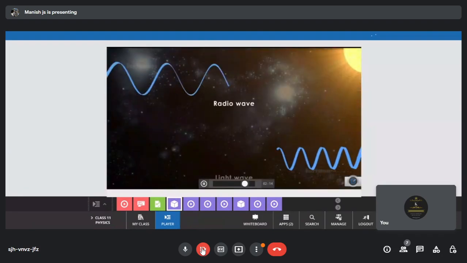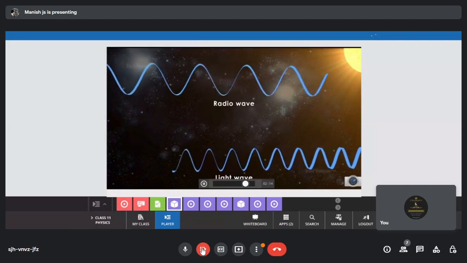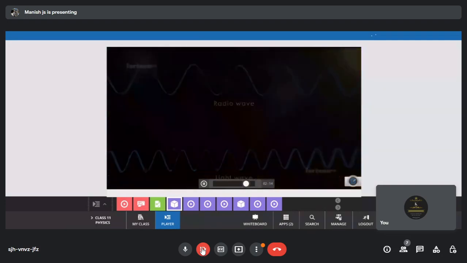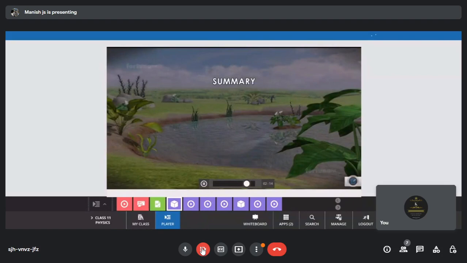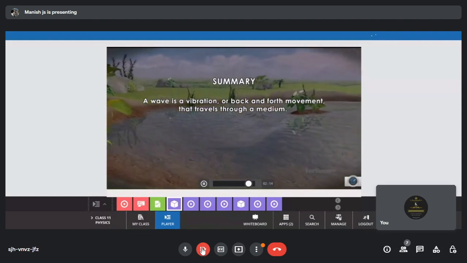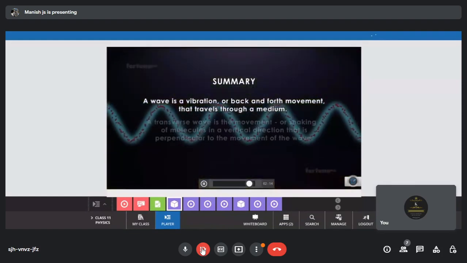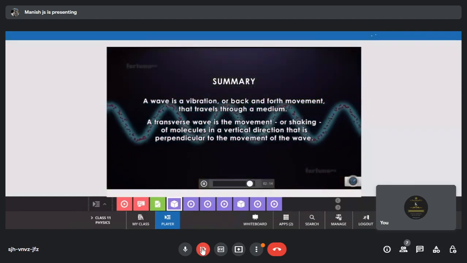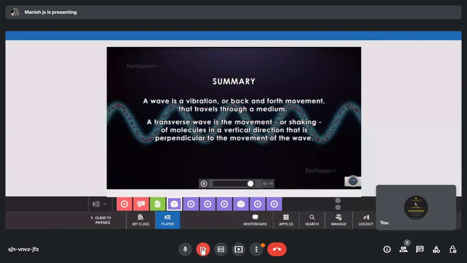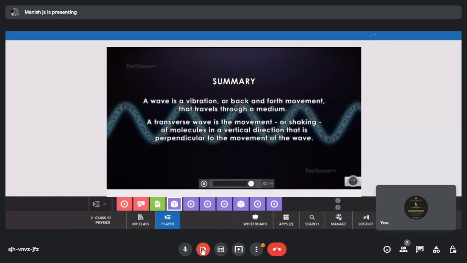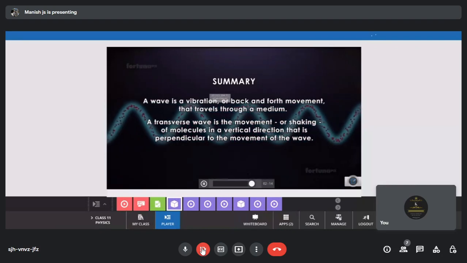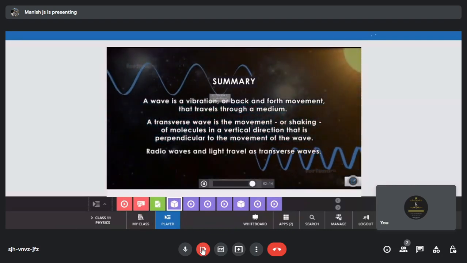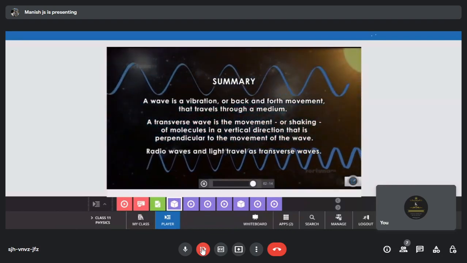Both radio and light waves move as transverse waves. Summary. A wave is a vibration or back and forth movement that travels through a medium. A transverse wave is the movement or shaking of molecules in a vertical direction that is perpendicular to the movement of the wave. Radio waves and light travel as transverse waves.